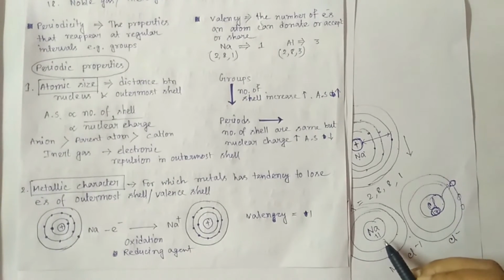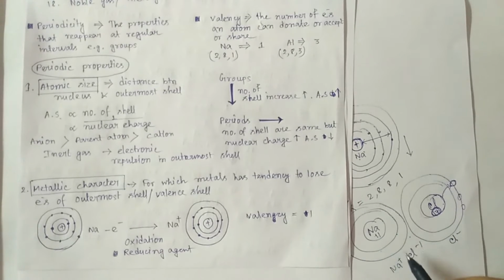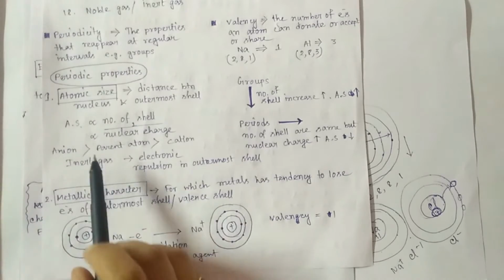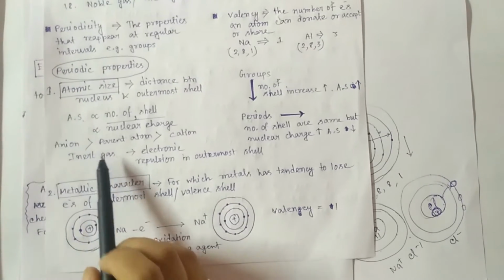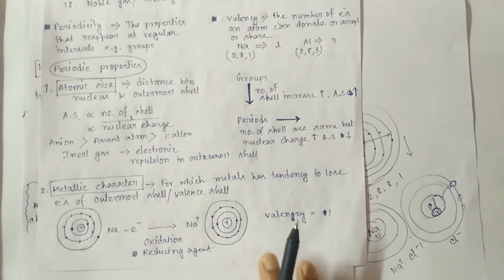While there is the example of sodium: when sodium donates 1 electron from its outermost shell, it becomes Na+. But the nucleus of sodium has 11 protons already. That is how the effective nuclear charge of sodium increases, and thus Na+ has lesser atomic size than sodium, its parent atom. That is why I have written here that an anion has greater atomic size than its parent atom, and a cation has lesser atomic size than its parent atom.